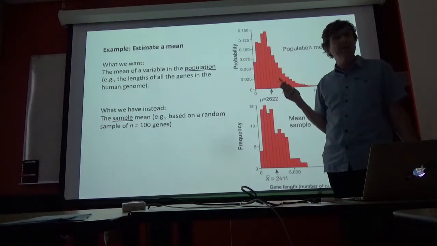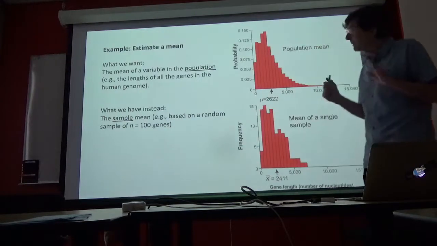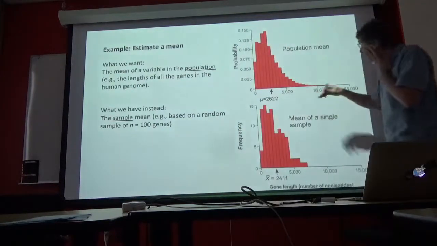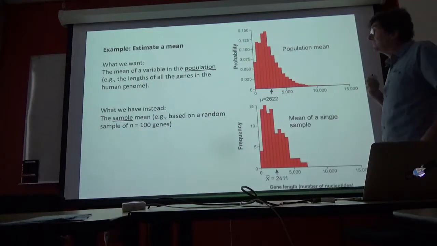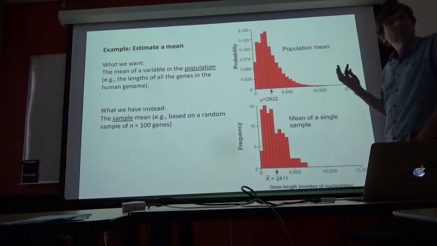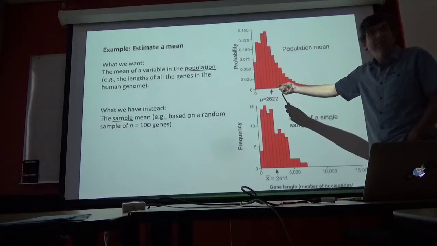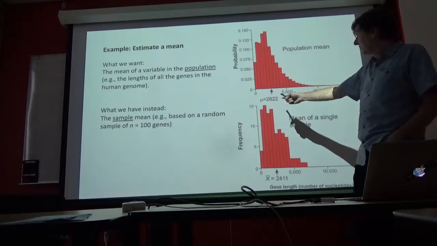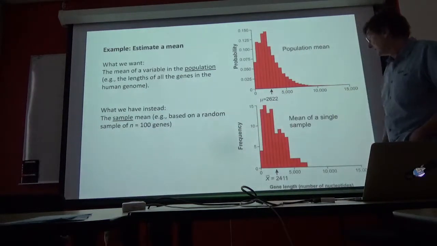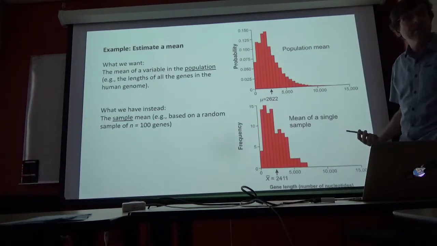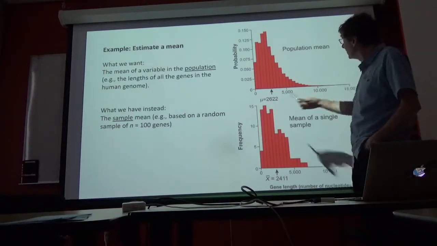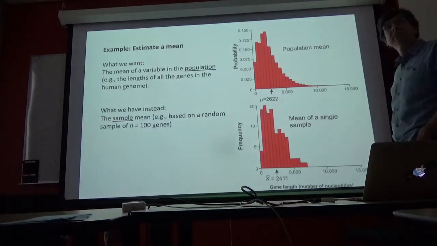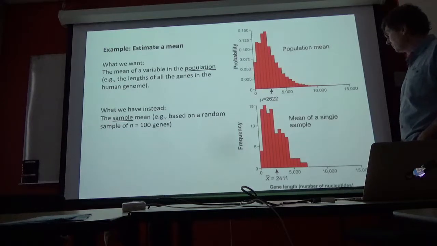And that's when we want to sample and estimate a population mean, something we do every day. The example I used earlier in the course, and we'll use again, is the length of all genes in the human genome. Why this particular example? Well, we know the population. We know the length of all the genes in the human genome, so we can pretend we don't, and then randomly sample 100 genes and use those 100 genes to estimate the mean length of all genes in the human genome. The mean length of all the genes in the human genome is 2,622.